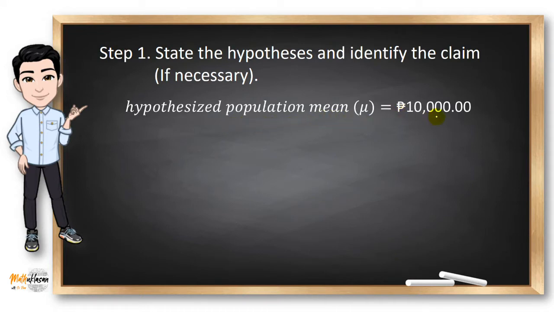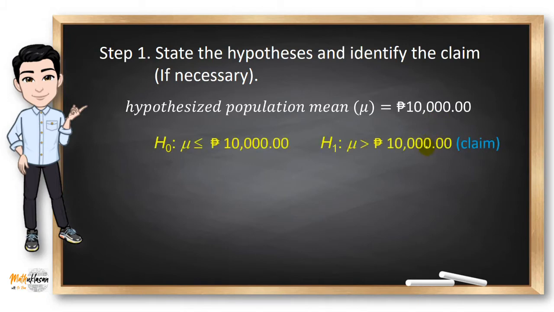And since the financial analyst is claiming that the mean is greater than 10,000 pesos, then the alternative hypothesis is mu greater than 10,000 pesos. And the null hypothesis is just less than or equal to 10,000 pesos. But if you want, we can change this less than or equal to just an equal sign.